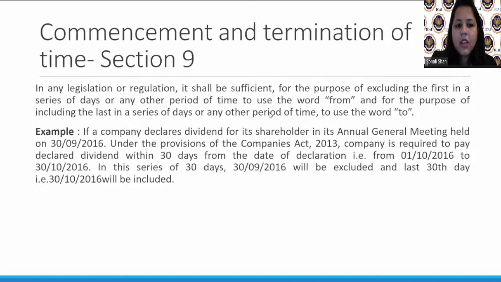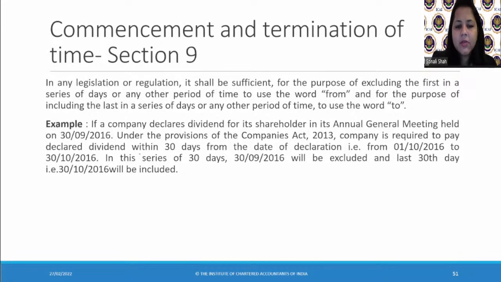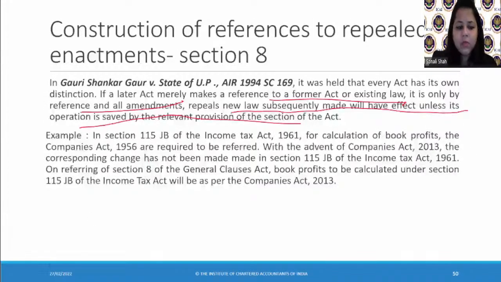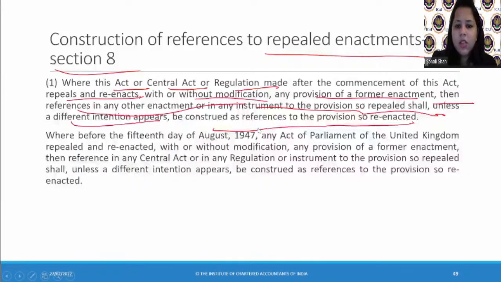The typo is there in your study material also. It will be 3rd January of 1868, not 1968. Guys, are we good till here?